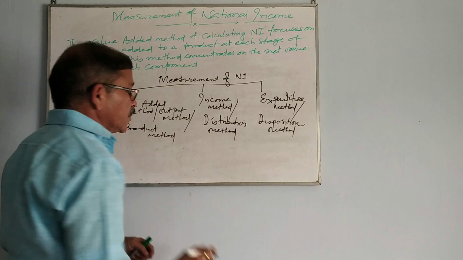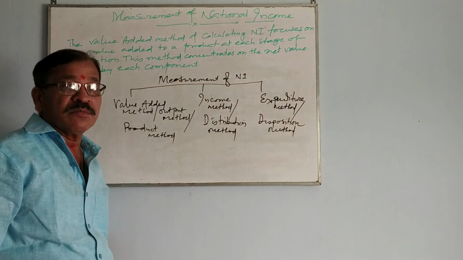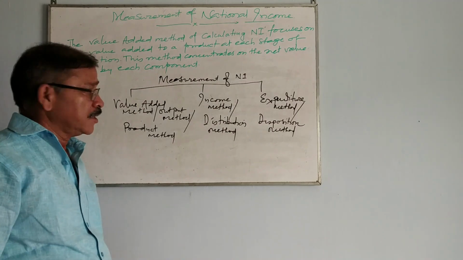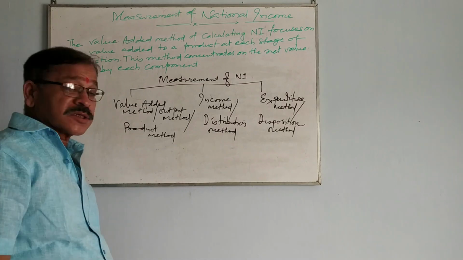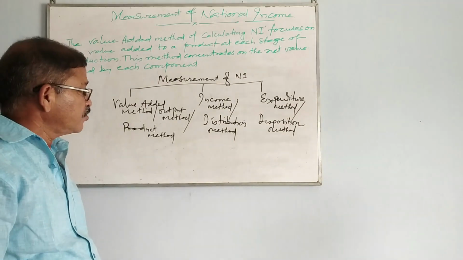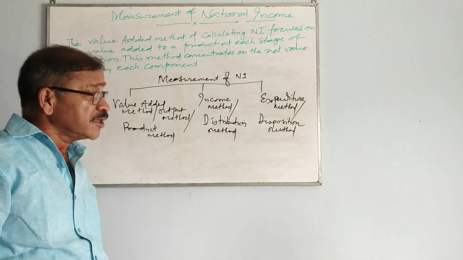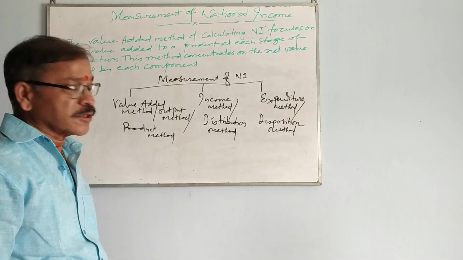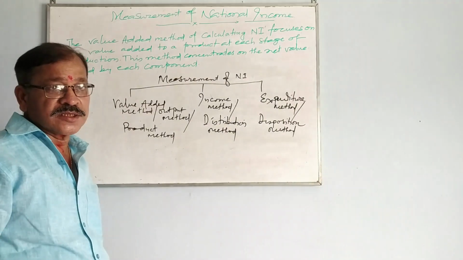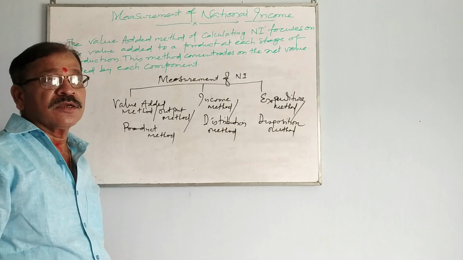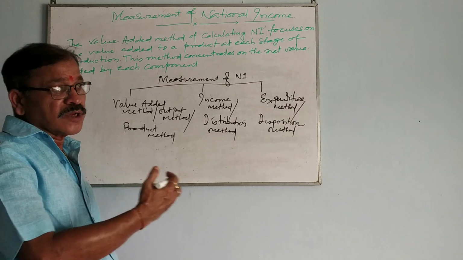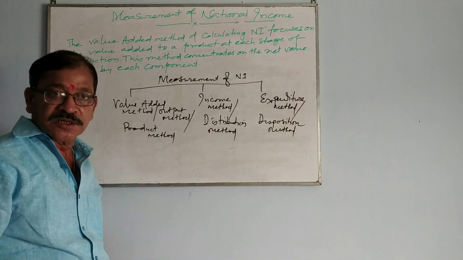Okay, so there are three methods by which we can measure the national income. The first one is, I repeat, value added method, also known as output method, also known as product method. Second one is income method, also known as distribution method. Third one is expenditure method, also known as disposition method. So there are three methods, and whichever method you adopt, the national income of the country will remain the same. Now we have to learn how to calculate national income by different methods.